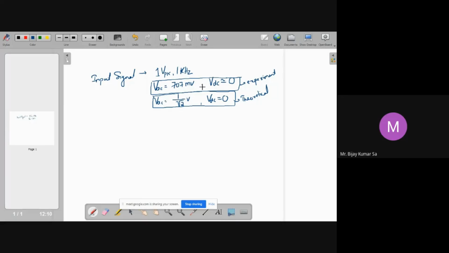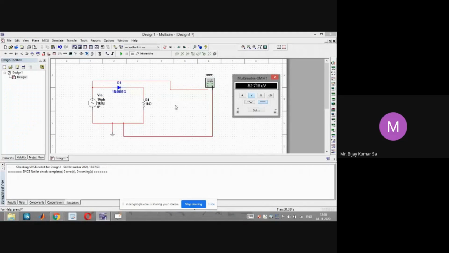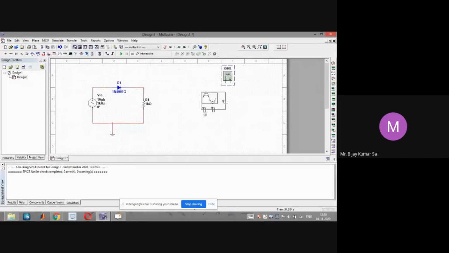Now, let us go to the Multisim. Okay. So we are expecting a rectified output across the load. Okay. So let me get rid of this. Let me keep the multimeter aside and bring an oscilloscope. So I get an oscilloscope over here so that I can get the traces of the signals, the signal at the output, that is across the load.